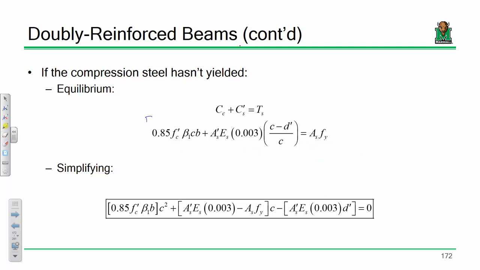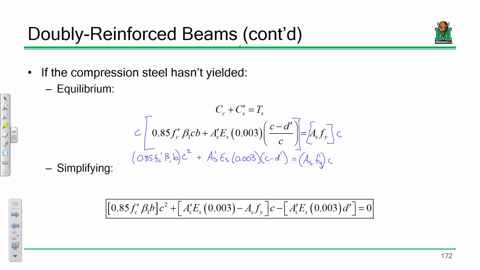I'm going to multiply both sides by c. The reason is that on the left I'm going to get 0.85 f'c beta 1 b c squared, plus A_s' E_s times 0.003 (c minus d'), and over here A_s f_y times c. Is everybody okay with that? All I'm doing is putting all the c squared stuff together, the c stuff together, and the constant stuff together. I don't want you to think this equation was sewn up from space. It's just C equals T, isolating the one thing I don't know. Is everybody okay with this?